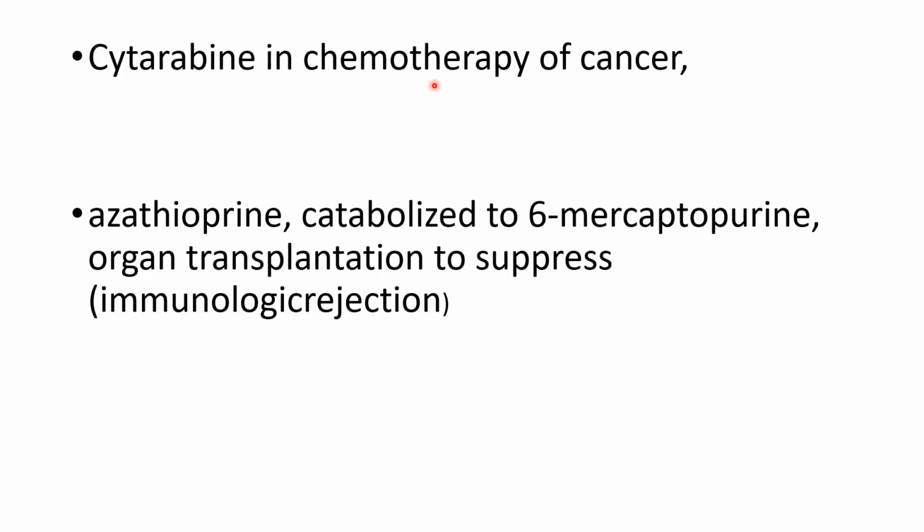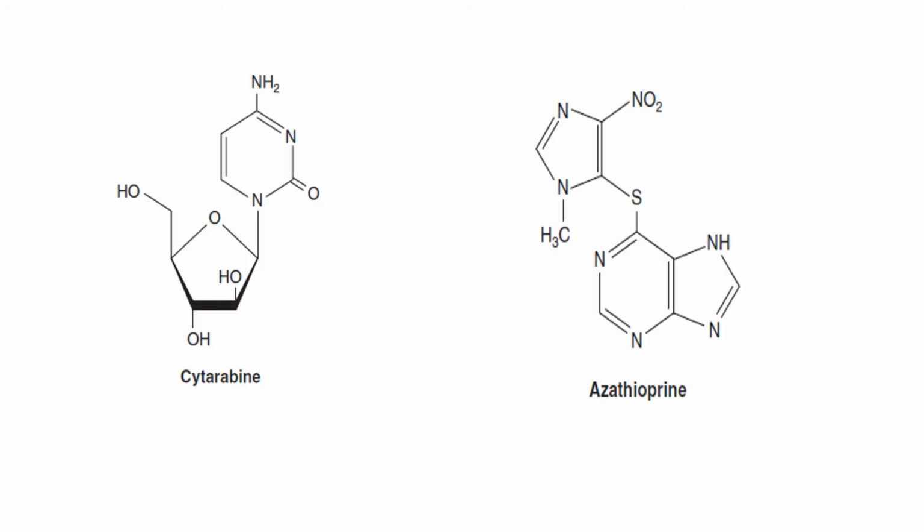Cytarabine is used in the chemotherapy of cancer, and azathioprine is catabolized to 6-mercaptopurine during organ transplantation to suppress the immunological rejection of the organs. So these are the different analogues which are used for different purposes.